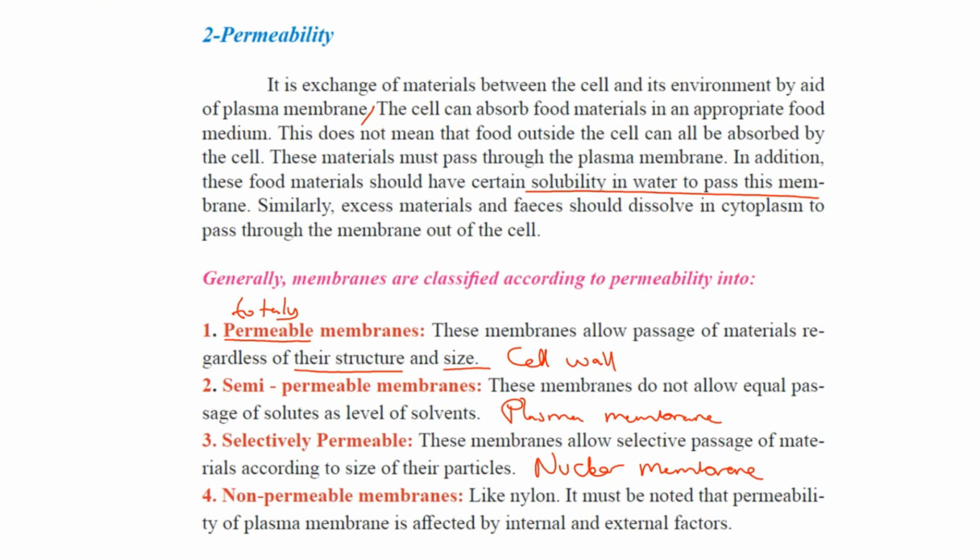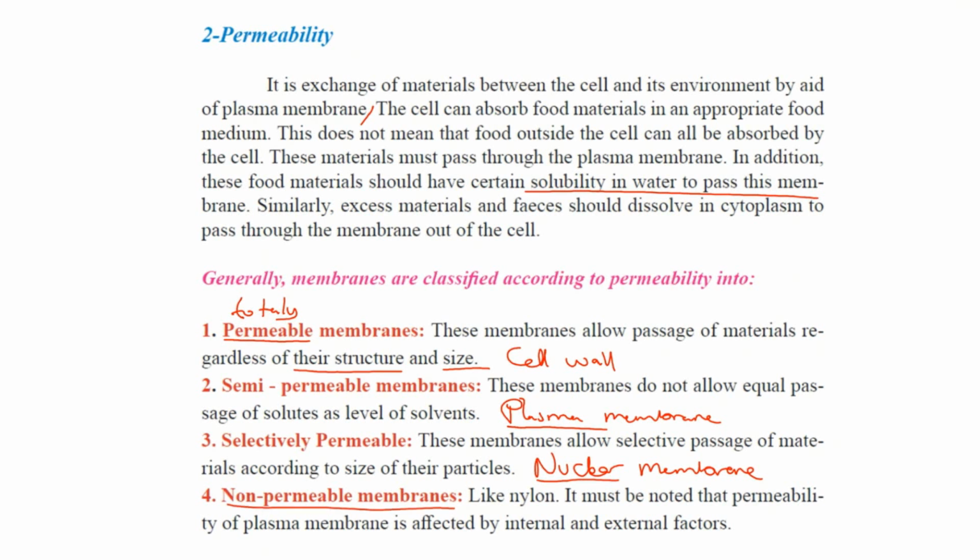But for semi-permeable membrane, we can also give the nuclear membrane, or for selectively permeable membrane, the plasma membrane, because in structure they are both similar, only the pores in the nuclear membrane are smaller than the pores in the plasma membrane. Even the plasma membrane is selectively permeable: any material bigger than the size of a pore cannot pass through it. Non-permeable membranes like nylon have no pores, no holes or carrier proteins, so no material can pass through it, so we call them non-permeable.